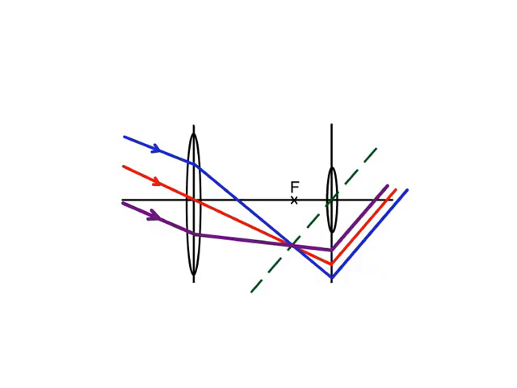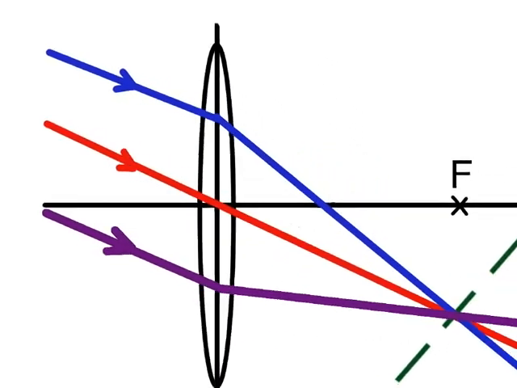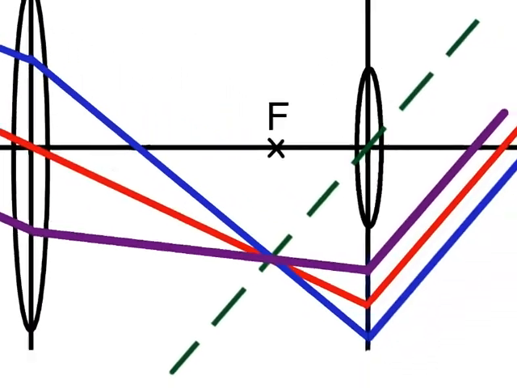A third ray is now drawn parallel to the first two. Again, after the objective, the ray is drawn so that it coincides with the other two on the focal plane. After the eyepiece, the ray is drawn parallel to the other two.